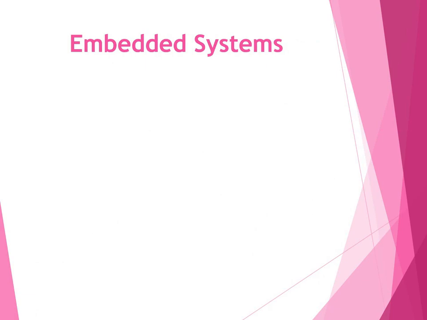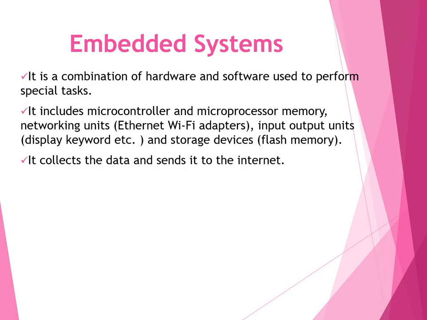The last enabling technology is embedded systems. It is a combination of hardware and software used to perform special tasks. It includes microcontroller and microprocessor, memory, networking units, Ethernet and Wi-Fi adapters, input-output units, display, keyboard, etc., and storage devices, flash memory. It collects the data and sends it to the internet.